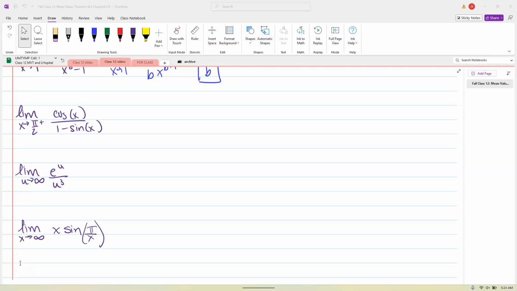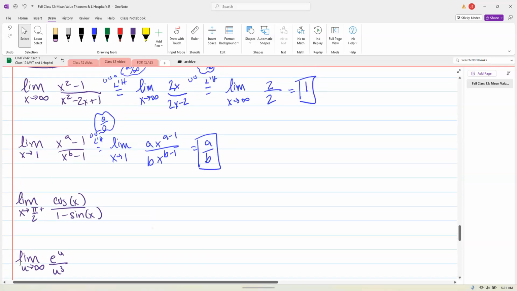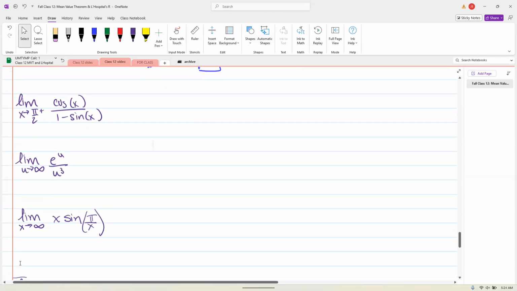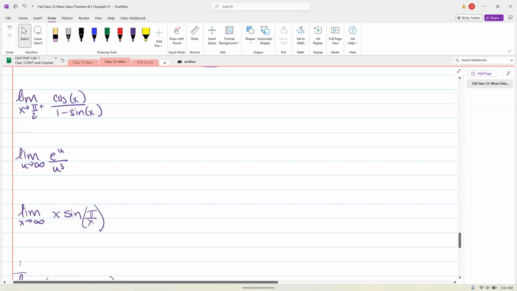All right, welcome back. We're just going to work through some examples of L'Hopital's rule. In these three examples, I'm going to do them all at the same time. We saw how L'Hopital's rule works at the end of the last video. I want you to pause the video, give these a shot, and resume the video when you're ready to see the solutions.